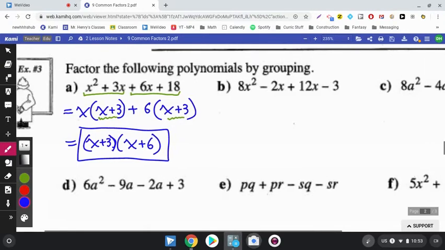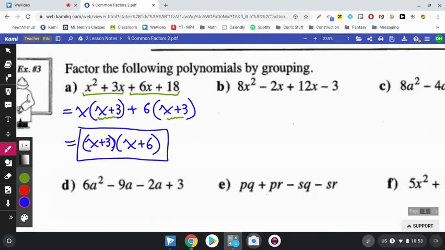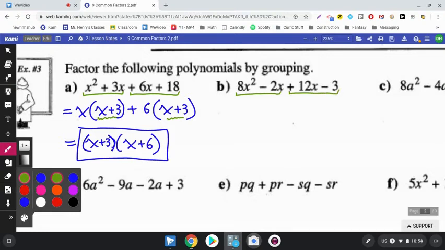x squared minus 2x plus 12x minus 3. First thing I look at is the GCF. There is no GCF, so I'm stuck. And I have to look at grouping. So I say I can't factor the whole thing, but maybe if I looked at the first 2 terms and the other 2 terms, I could factor them individually. For the first one, your GCF would be 2x. Both of those terms are divisible by 2x. You get 4x minus 1.